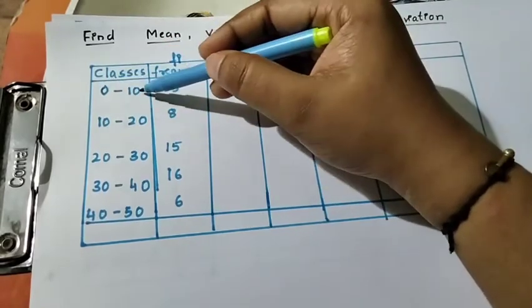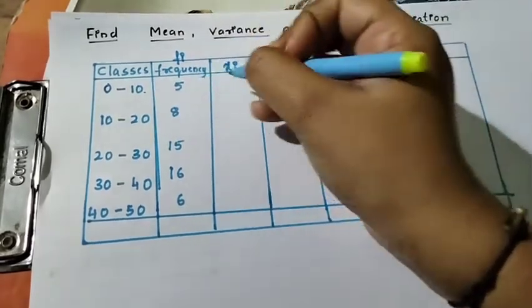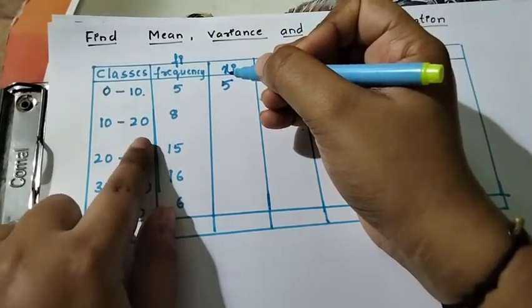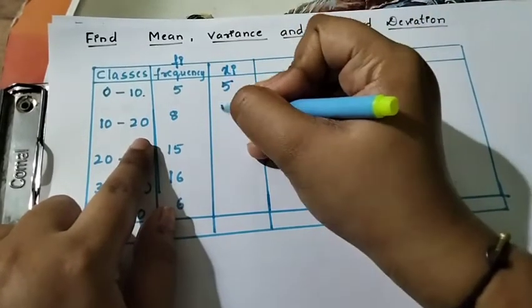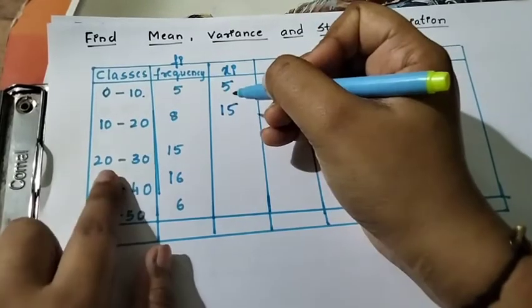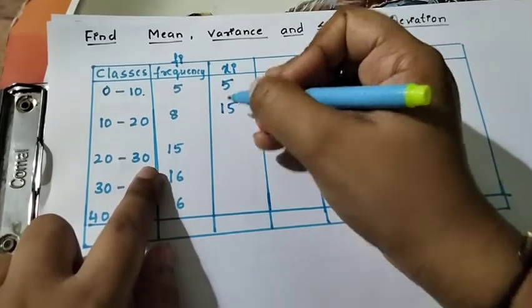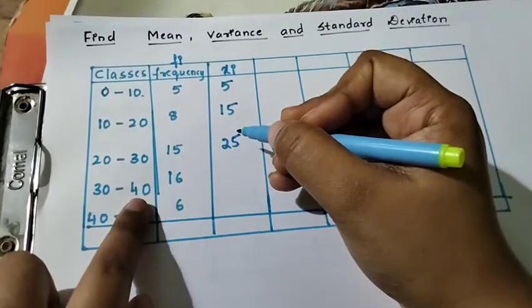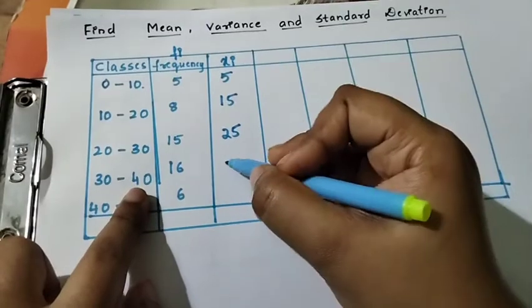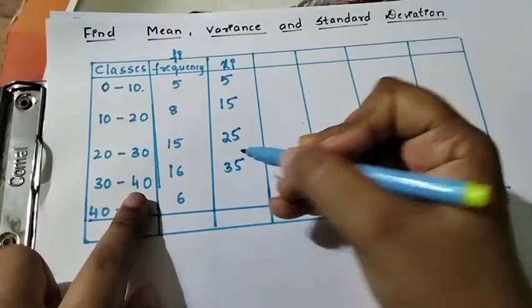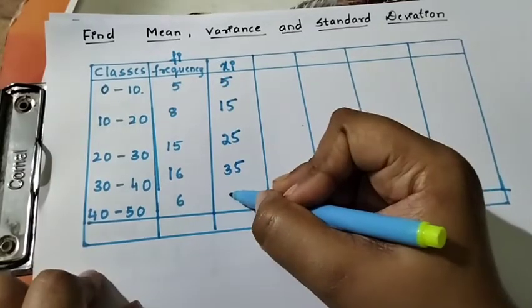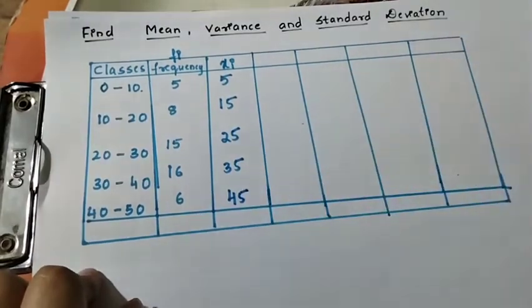So 0 plus 10, 10. 10 divided by 2 will be 5. Next 10 plus 20, 30. 30 divided by 2 is 15. 20 plus 30, 50. 50 divided by 2 is 25. 30 plus 40, 70. 70 divided by 2 is 35. 40 plus 50, 90. 90 divided by 2 is 45. So you have to take the midpoint value of that.